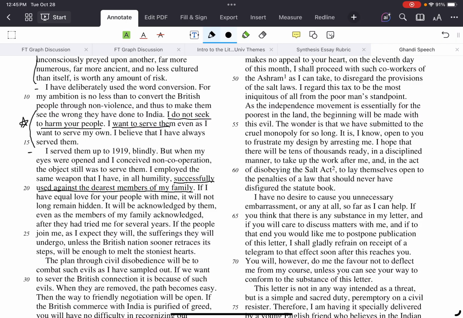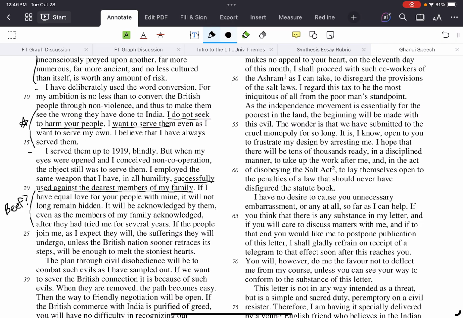So let's see what he means by there. If I have equal love for your people with mine, it will not long remain hidden. It will be acknowledged by them, even as the members of my family acknowledged after they had tried me for several years. Okay, so basically there's this unknown beef going on with Gandhi and his family. And we don't need to know what that beef is, but Gandhi is saying, look, I loved them through it. I sort of used the same tactics with them as I used with you. And therefore, Britain, you shouldn't feel totally pointed out by this because I'm non-partial, I'm unbiased, I'm objective. I do this to everybody. I do this to my family. I do this to you.